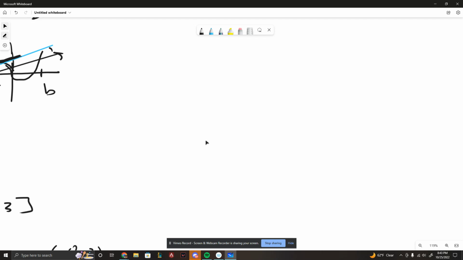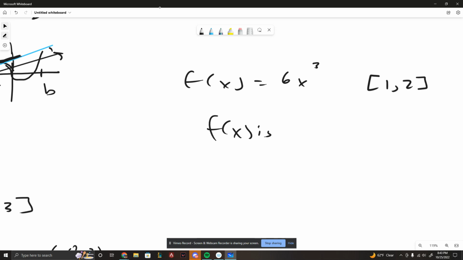So let's move over to an MVT problem, a mean value theorem problem. Basically, we are asked to determine, can we apply the mean value theorem to f of x equals 6x cubed on the interval of 1 to 2? So let's see. Off the bat, we know it's a cubic function, which means that f of x is a continuous function on 1 to 2, which it is.